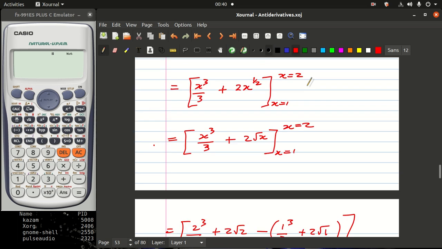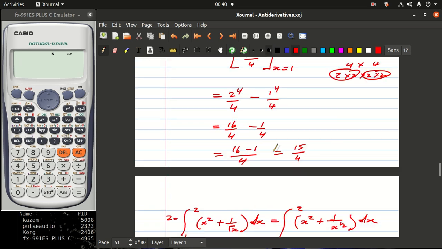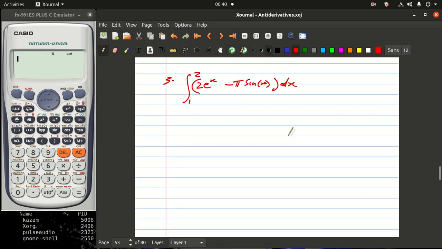Let me go up a little bit just to double check. So we have pi sine of x, and then we have a dx. Simply put, this is going to be the same from 1 up to 2. I'm going to split this into 2 functions: the integral from 1 to 2 of 2e to the x dx, minus the integral from 1 up to 2 of pi sine of x dx.